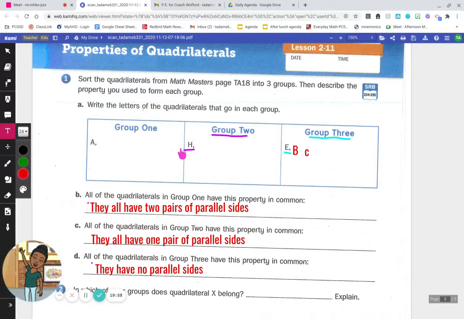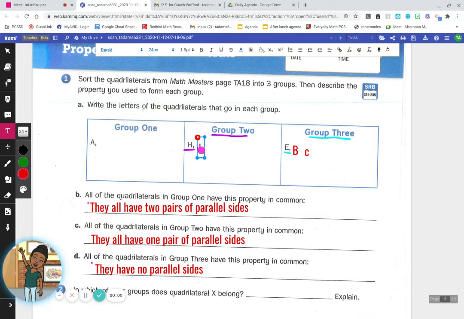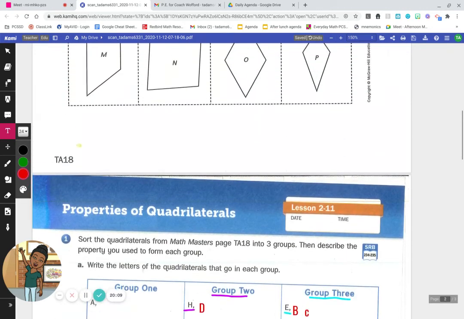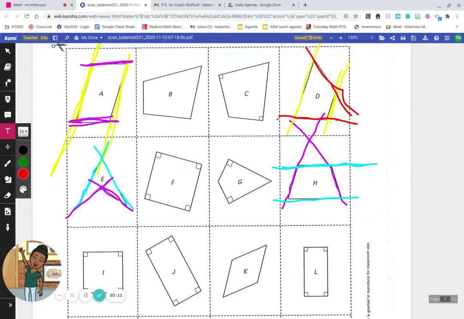Do you think this quadrilateral will go in Group 1, Group 2, or Group 3? Yes, quadrilateral D will go in Group 2. Please use your text tool for this. Don't try to draw your letters. I want to clearly see that you are placing your quadrilaterals in the right group.